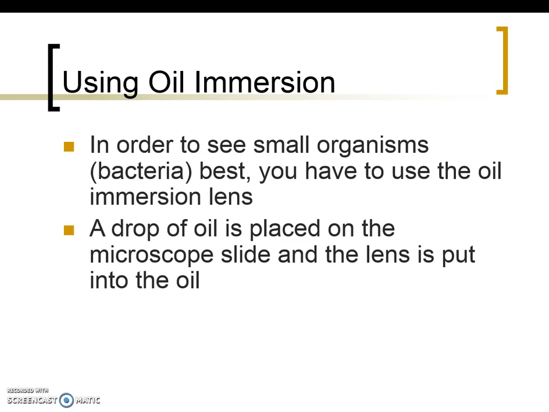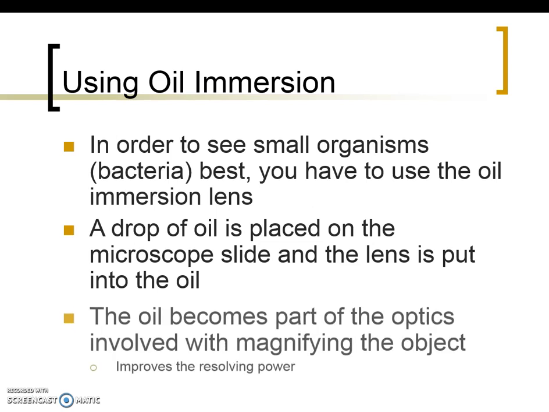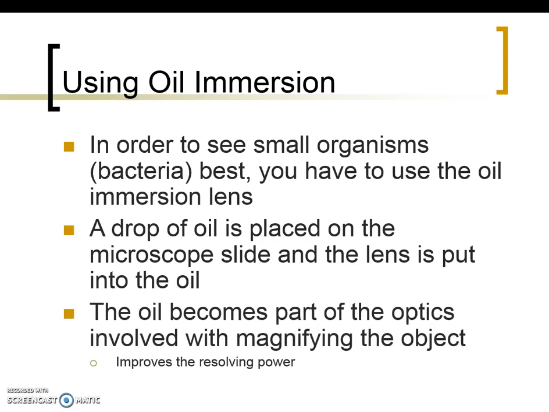So what we're going to do in lab is, once you have something focused under the high power lens, you have to put a drop of oil on the microscope slide, and then you slide the objective lens into the oil, and that will allow you to see the object better. It will increase the magnification and resolving power, so you'll be able to see these smaller bacteria a little bit better with the oil immersion lens.